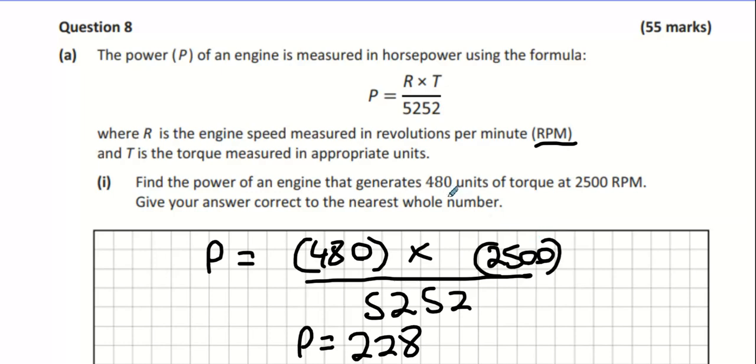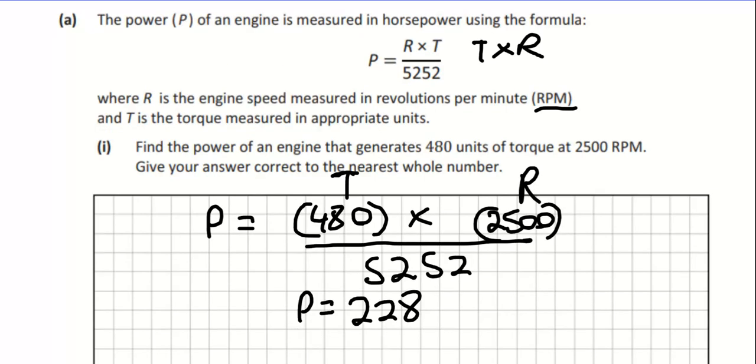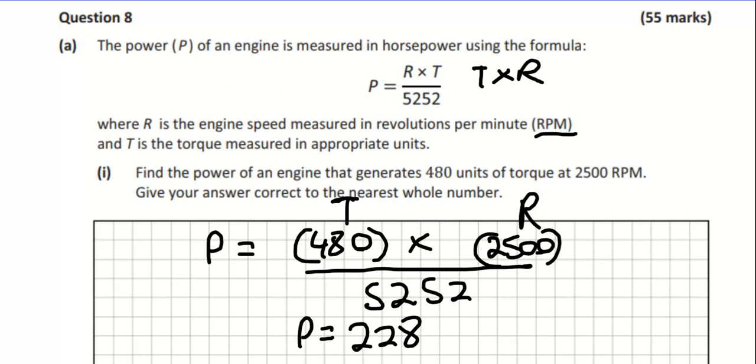Oh, yeah, you're right. So it doesn't actually matter because T multiplied by R is the same as R multiplied by T. But just so we're clear, that's R and that's T. We got that slightly mixed around, but lucky for us, because it's multiply, it didn't matter.